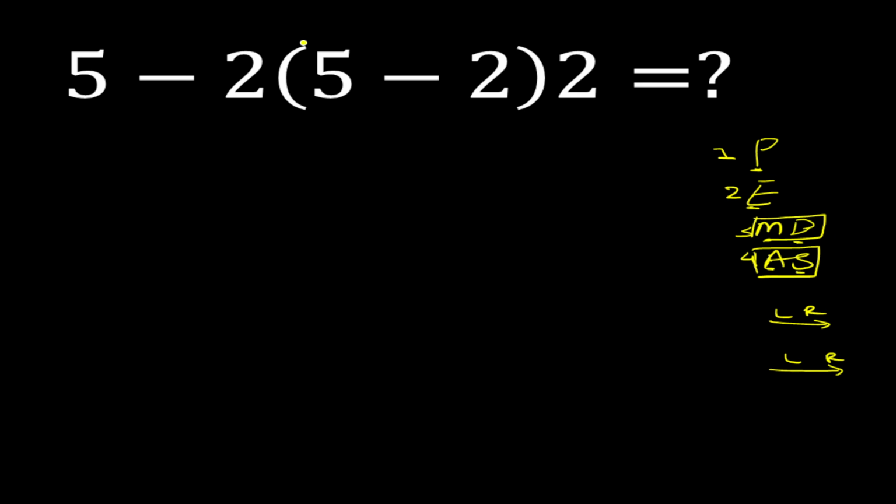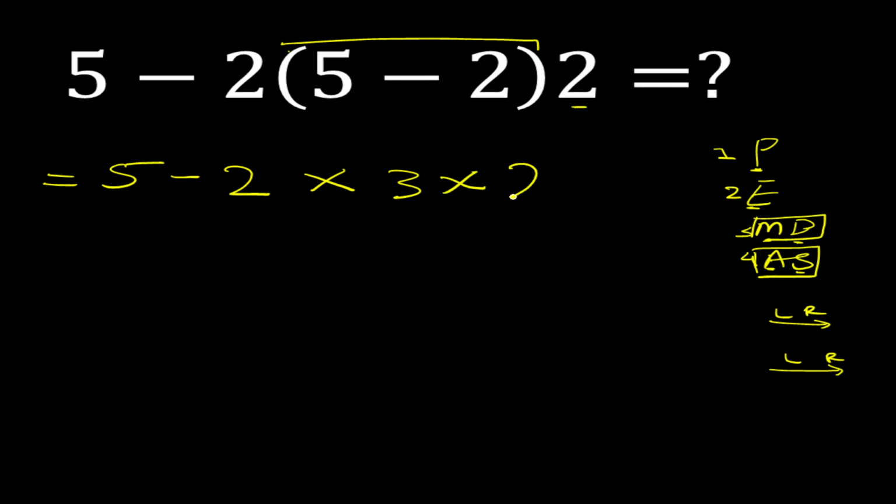So in this question, first we have to solve this parenthesis, right? So 5 minus 2 is equal to 3. So we multiply 3 times this 2, right? Now we have one subtraction, one multiplication, and another multiplication. According to PEMDAS, first we have to solve multiplication, then subtraction. And both multiplications have equal priority, so we have to solve from left to right.